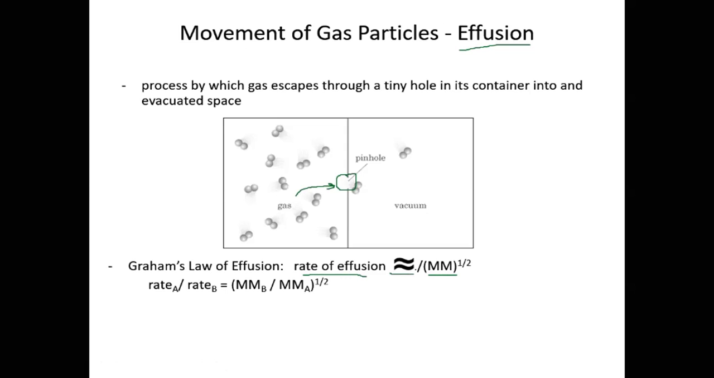And so if we know the rate of one gas and the rate of a second gas, we can determine one of their molar masses. Or if we know the molar mass of each gas and we know the rate of one gas, we can calculate the rate of the second gas. And notice that for rate A, molar mass of A is on the bottom. For rate B, which is on the bottom here, molar mass of B is on top. Because remember, rate and molar mass are inversely related.